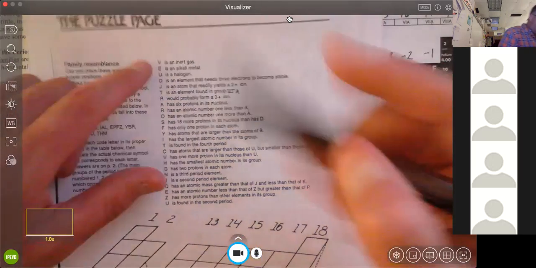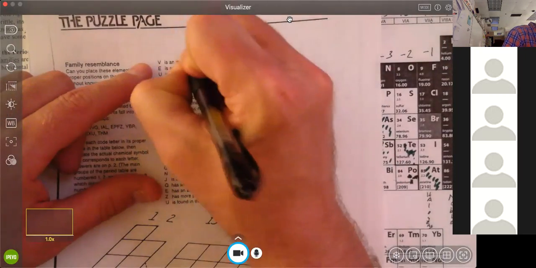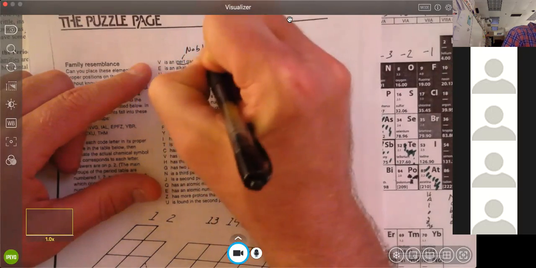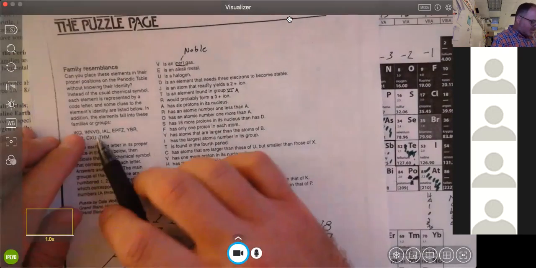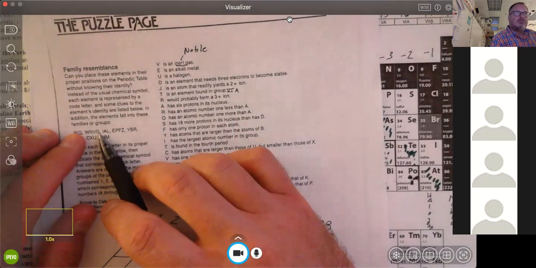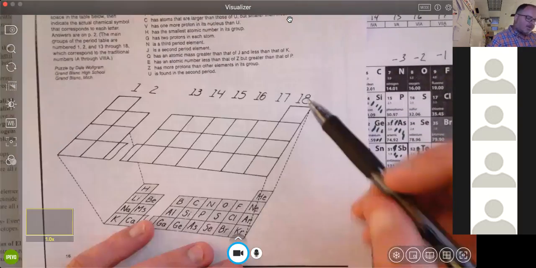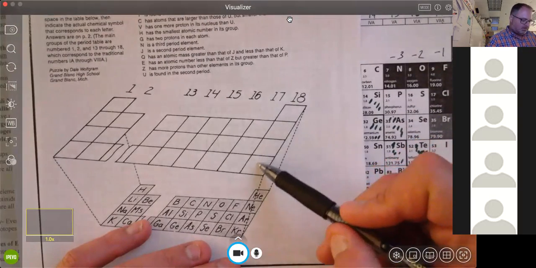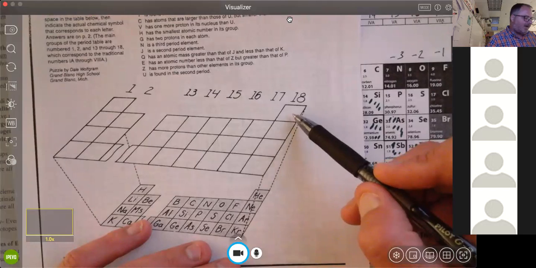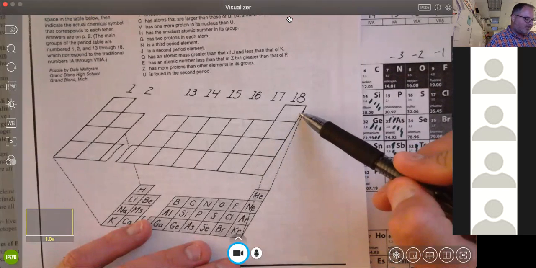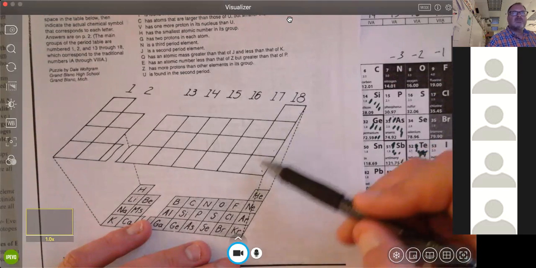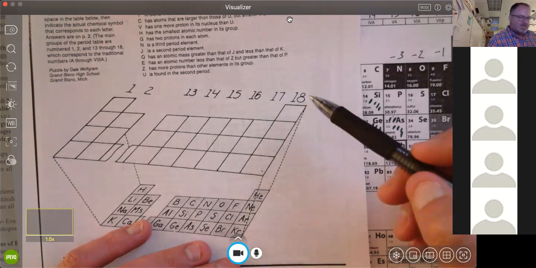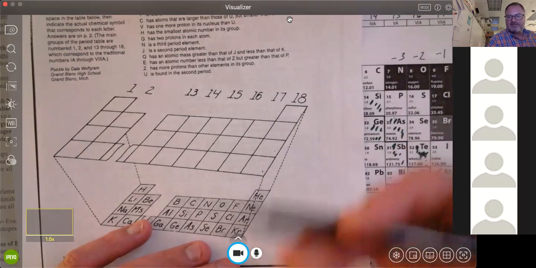So it says V is an inert gas. That's the same as saying that V is a noble gas. V is in the family of WNVG. And we know that the noble gases are over here. So that means that this could be V, V, V, V. Once we start filling some of these in, then that will limit the choices we can have for other ones.